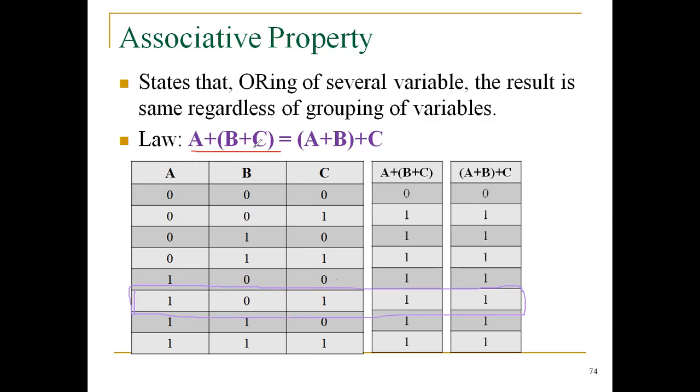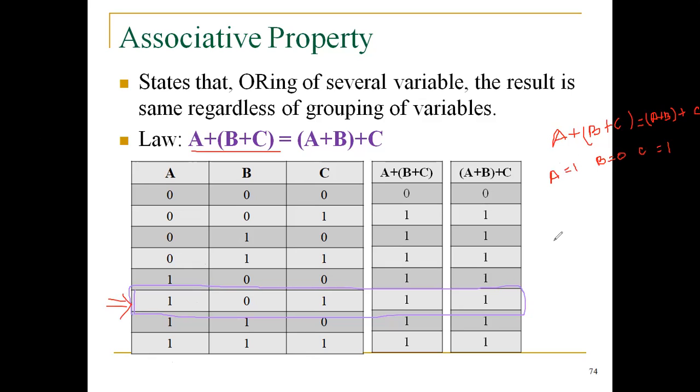According to this, initially the law is: A plus B plus C equals (A plus B) plus C. The result of this OR operation is again logically added with the third variable. So according to this, A equal to 1, B equal to 0 here, and then C equal to 1. This is the example.